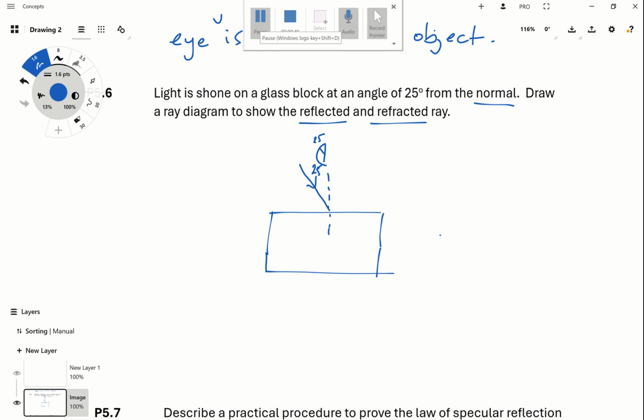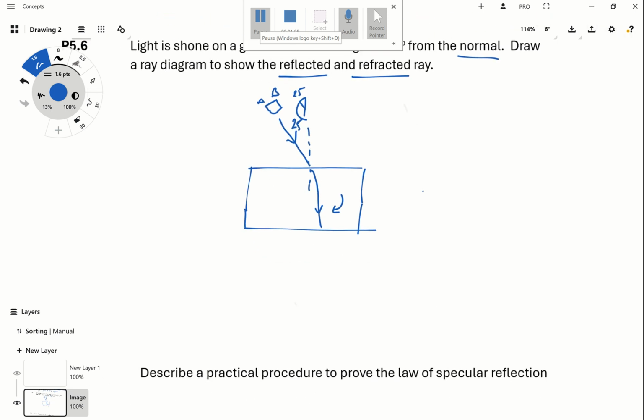Then if we were to imagine behind here, I've got a car, side A, side B. Side A is going to hit first, so that's going to slow, and then we're going to end up with this being refracted towards the normal. That's the first part.